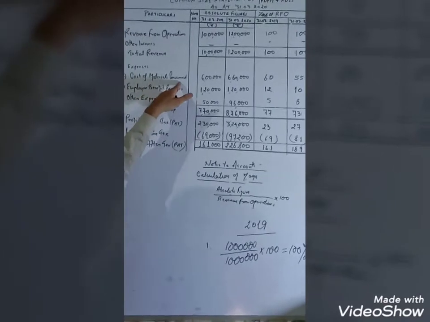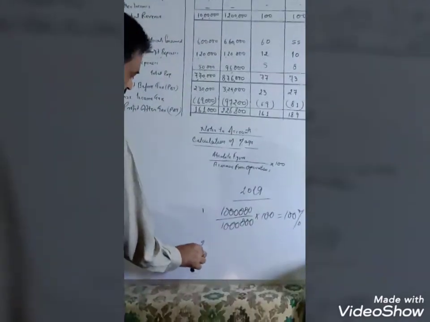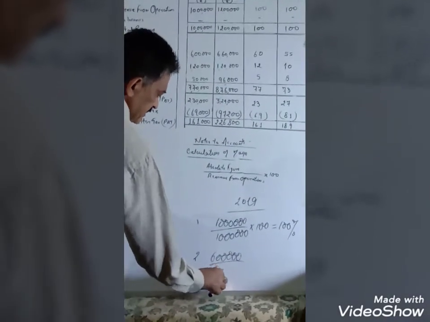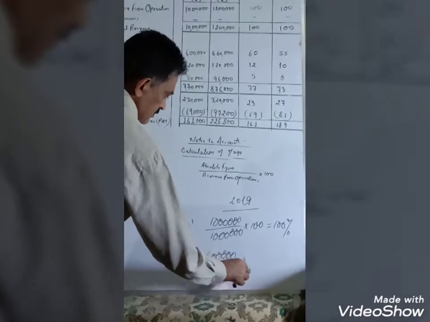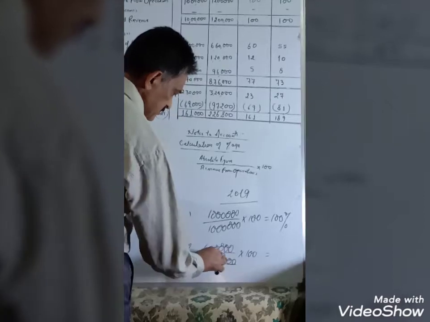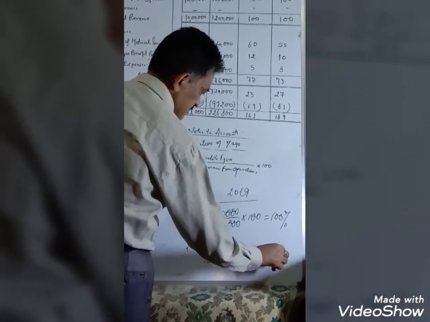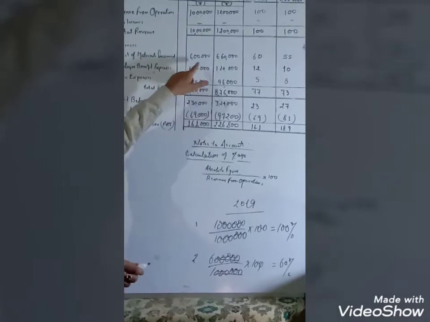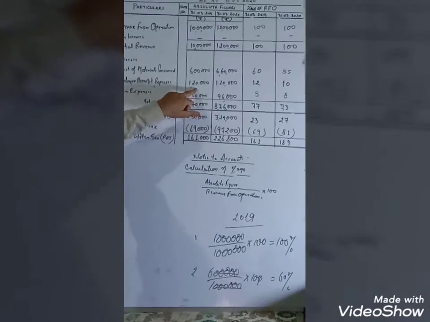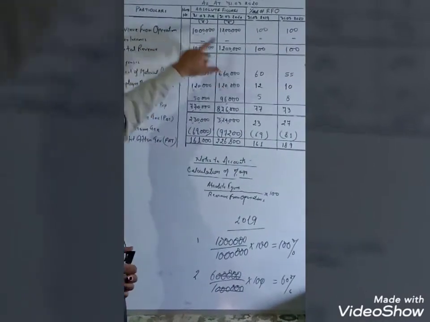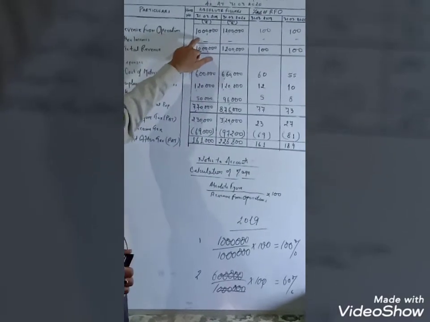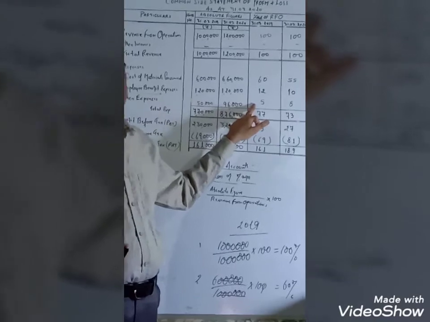Now second is the cost of material consumed, 6 lakh. So 6 lakh divided by 10 lakh multiplied by 100, we will get 60%. So we will write here 60%. Similarly, for 1,20,000 divided by 10 lakh, we will get 12%. 50,000 divided by 10 lakh multiplied by 100, we will get 5%.